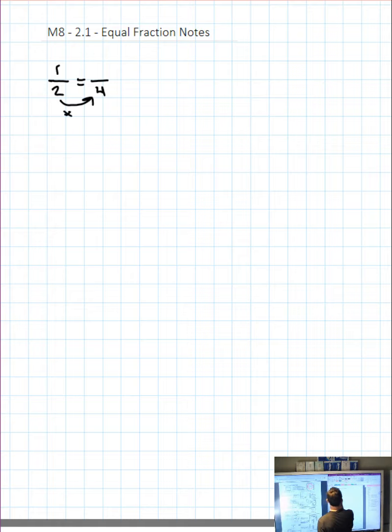So how do I get from 2 to 4 using multiplication? And I know that 2 times 2 is 4. And if I couldn't figure that out, I could have taken the 4 and divided it by 2 on the calculator to figure out that we're multiplying by 2. And if we do that to the bottom, we must also do that to the top. And on the top, 1 times 2 is simply 2. I can check this on the calculator.